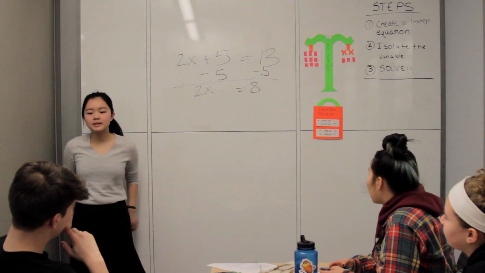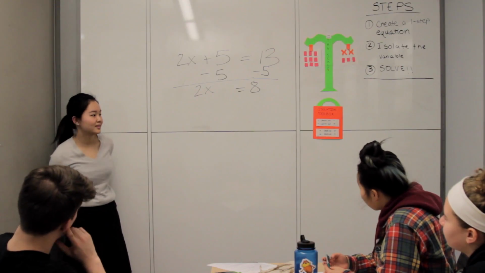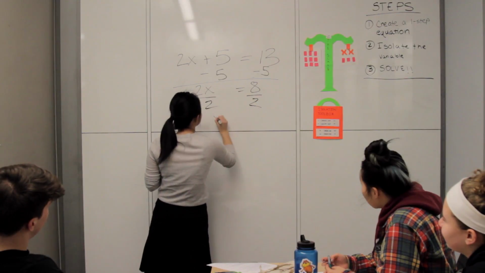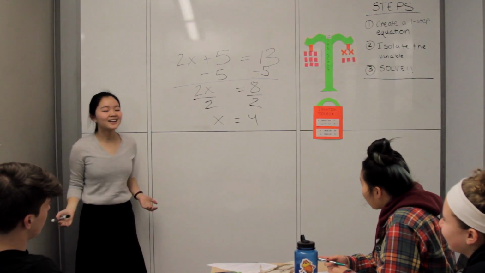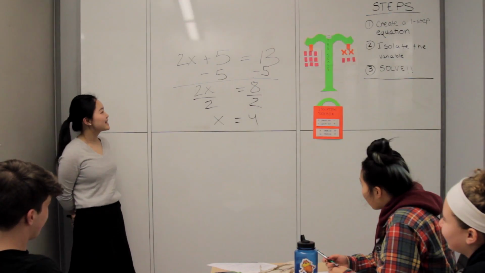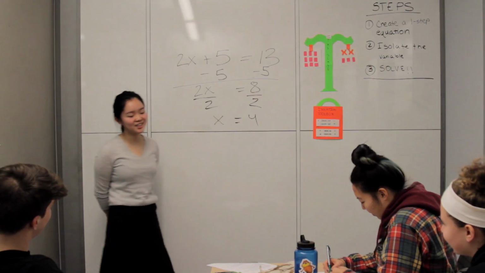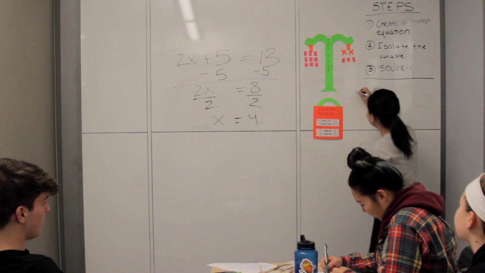And Ross, could you tell me what step 2 is? We have to isolate the variable, which we do by dividing both sides by 2. Awesome. So now x equals 4. You guys are doing great. It's clear to me that you guys clearly understand two-step equations. Next class, we will learn how to check our solution, and we will learn how to solve an equation like this.